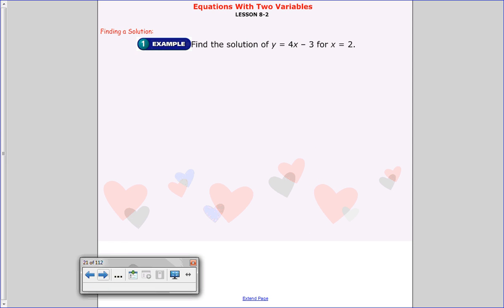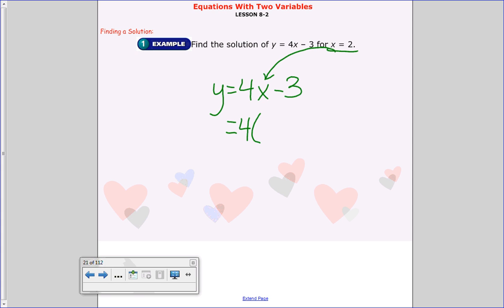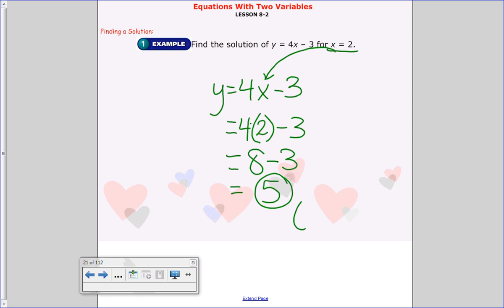So here, we're going to find a solution. Find the solution of y is equal to 4 times x minus 3 if x is 2. Well, in this situation, they're telling us what to put in for x. So that's our first step. We're going to replace the variable they tell us with 2. And you can notice I put parentheses around this 2 because that way I know that's the number I put in. So I have 4 times 2 minus 3. Well, I multiply before I subtract, so I have 8 minus 3, which means it is 5. So my answer here is 5, and really, if I wrote it as an ordered pair, it'd be (2, 5).